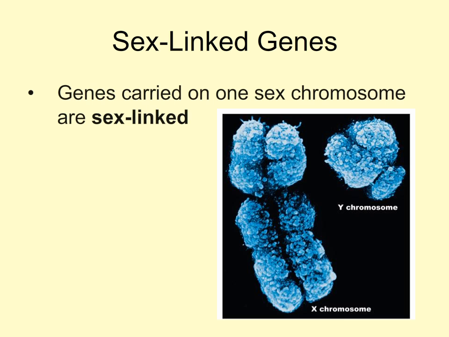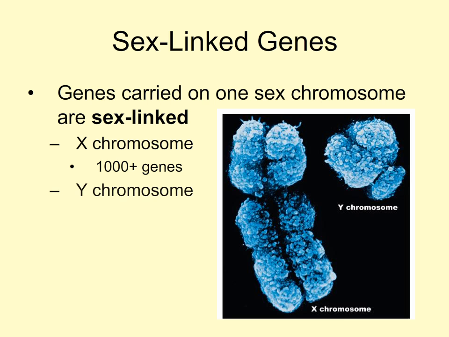Because there are different genes on the X and Y chromosomes, the genes found on each are called sex-linked. The X chromosome has over 1,000 genes, and no zygote can survive development if it lacked an X chromosome. But the Y chromosome has about 80 genes, and these are specific to male development. In particular, the SRY gene helps to regulate other genes during development for males.